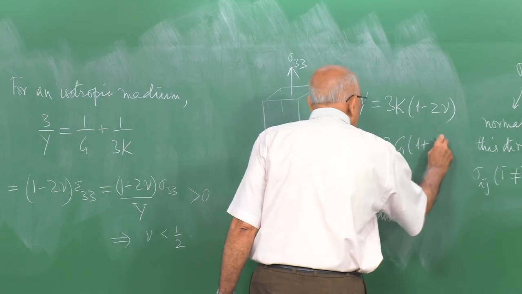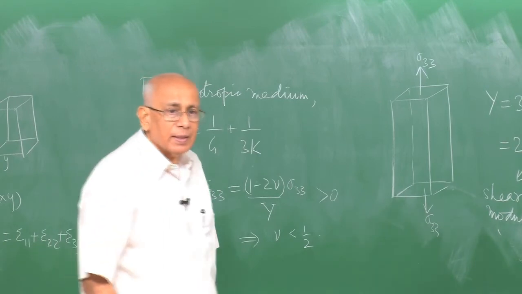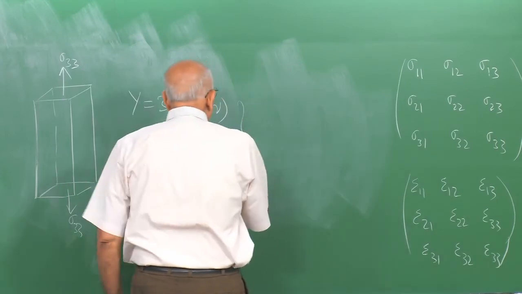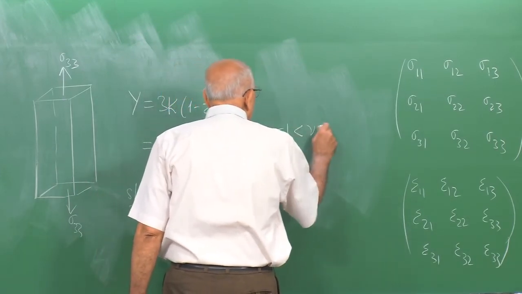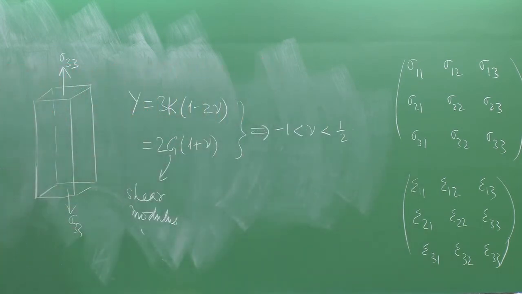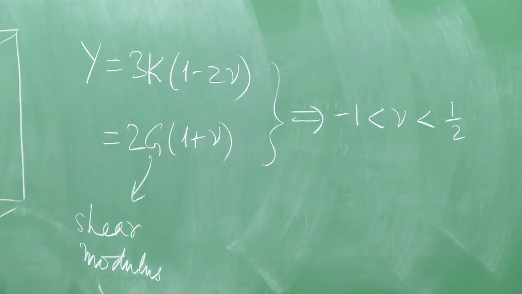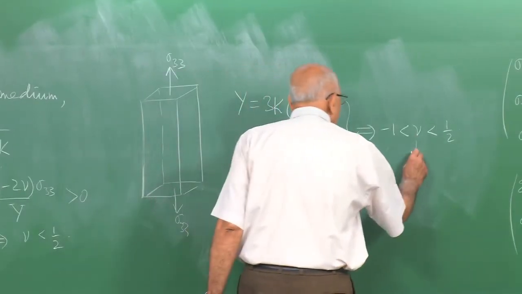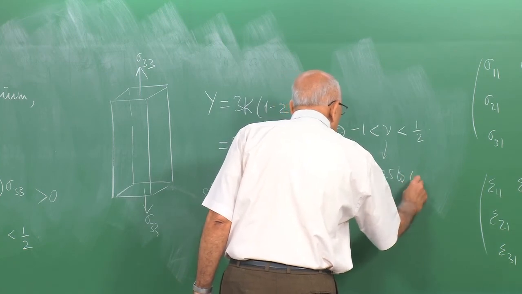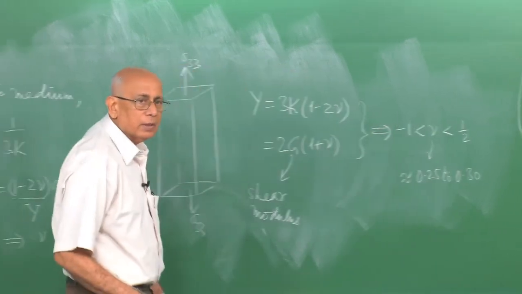times 1 plus nu here. And the Young's modulus must again be positive, and these 2 relations immediately imply that -1 is less than nu less than a half. So Poisson's ratio cannot be less than -1 and cannot be greater than plus half, and as I said, in most cases it is of the order of 0.25 to 0.30, very roughly.